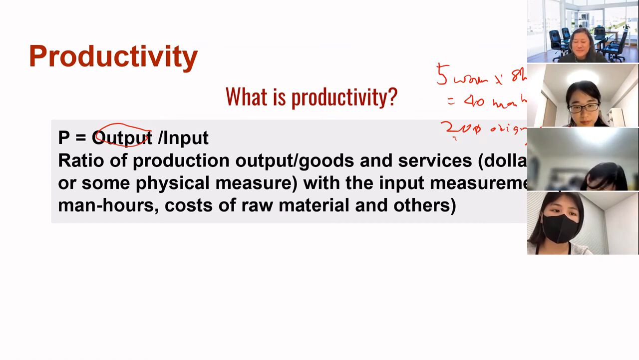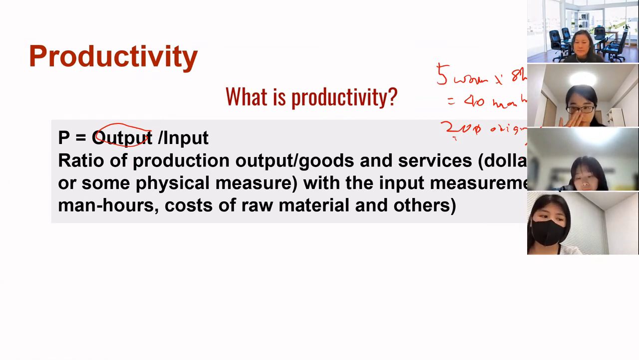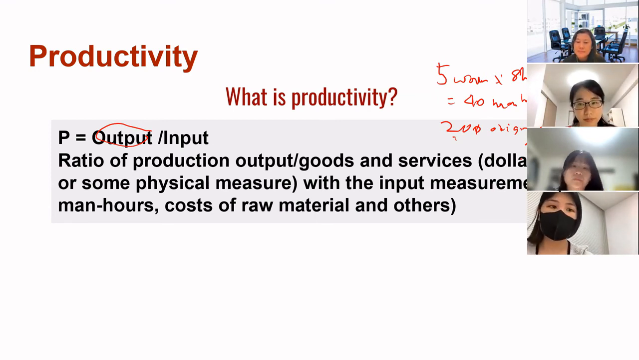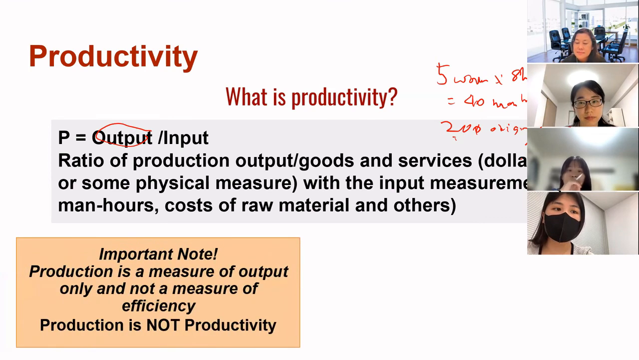But you notice here, the input measurements can be dollars, man hours, cost of raw material, and others. So for one factor, it's very easy. I will show you after this. One factor, which is labor. But in operations, you don't have labor only. You have material, you have energy, you have overhead, you have many other costs, or other inputs or resources.